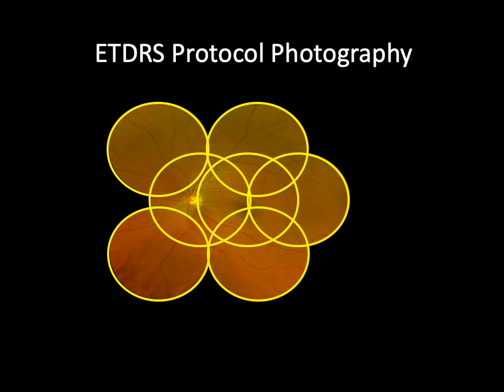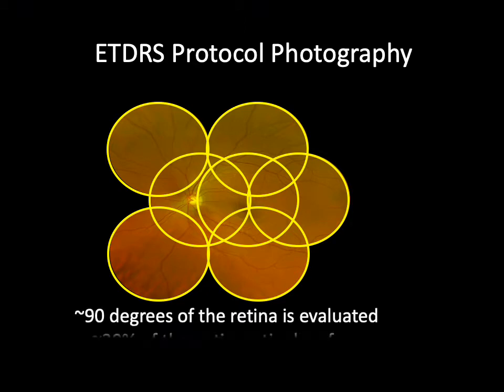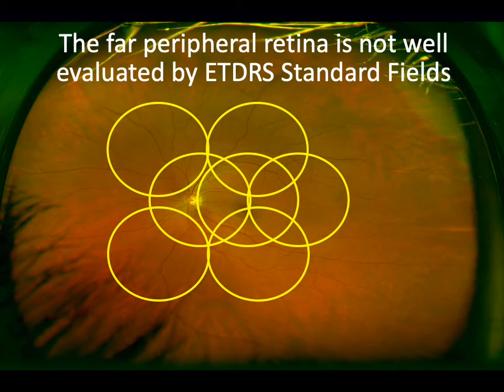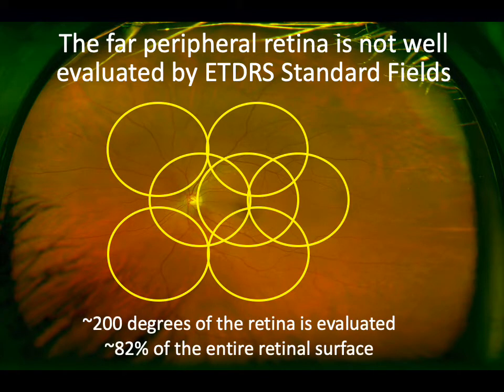So this is what the 7 standard fields would look like, representing the area of the retina visualized. This represents around 30% of the entire retinal surface. This is the same eye image using wide field cameras, and you can see that there's extensively more surface area of the retina that can be visualized beyond the standard 7 standard fields of the ETDRS. And this represents around 200 degrees of the retina, which is approximately 82% of the entire surface area of the retina.